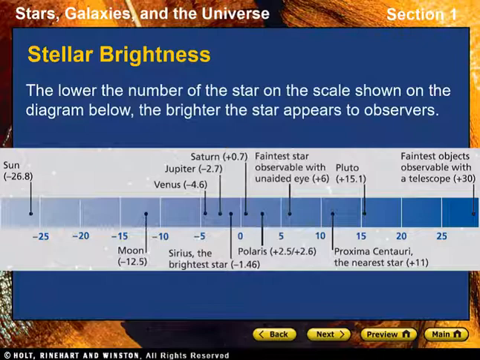The true brightness, or absolute magnitude, of a star is how bright the star would appear if all stars were at a standard, uniform distance from Earth. The brighter a star actually is, the lower the number of its absolute magnitude.